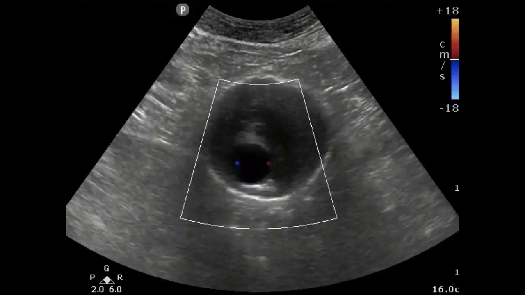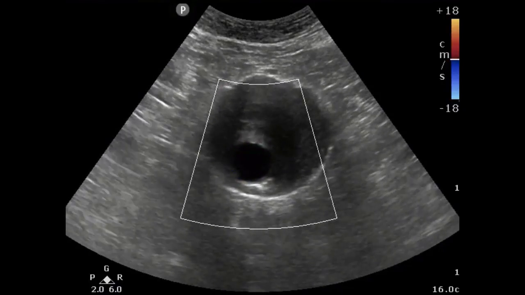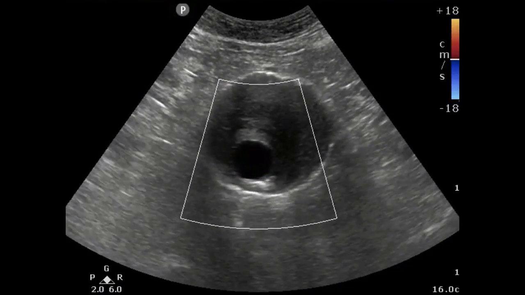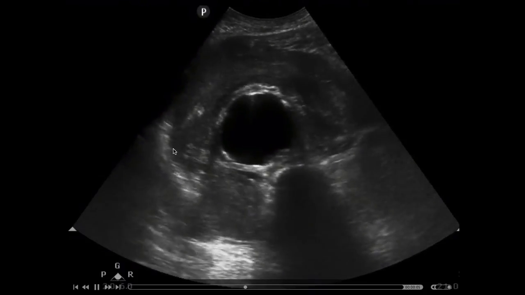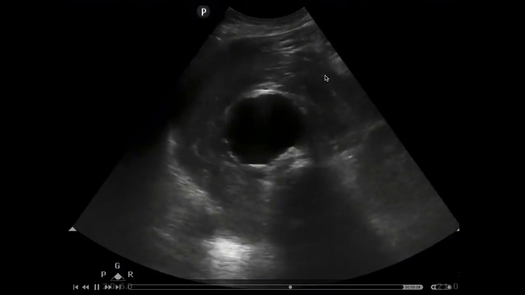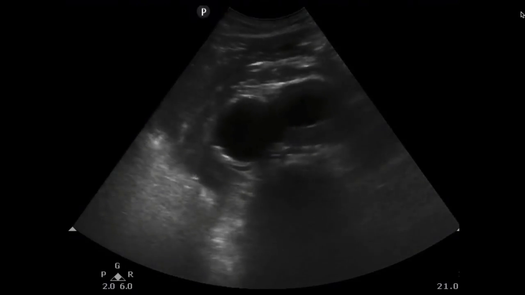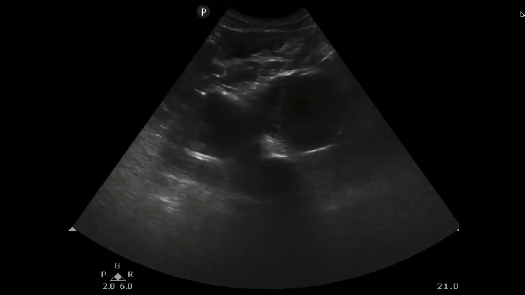If you're not sure which one's which, you can always throw some color flow on there to help you figure out where the lumen is and where the outer walls are. And here's an image of a really big AAA. You can see it from here to here, probably about 12 centimeters. You can see it going all the way into the iliacs. This patient needed to go to the OR right away.